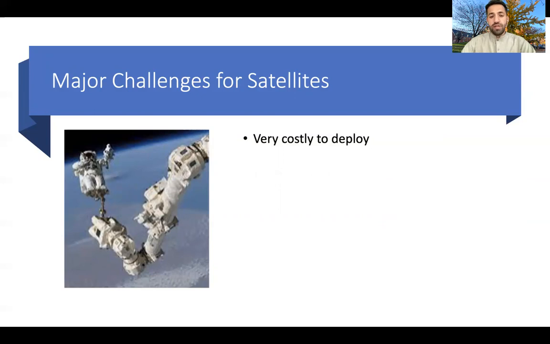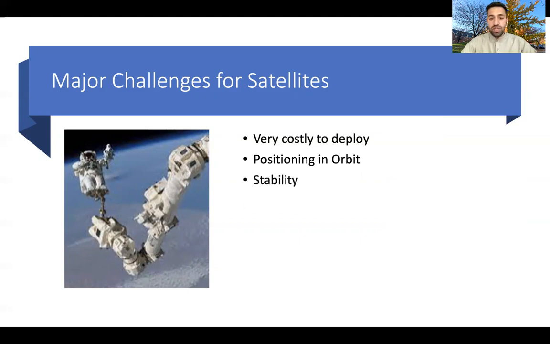Once you deploy the satellites, another challenge is positioning of the satellites into the orbit. You have to carefully position the satellite so that it will not collide with someone else's property, so it will not collide with someone else's satellite also.